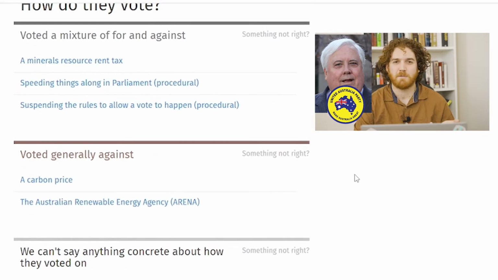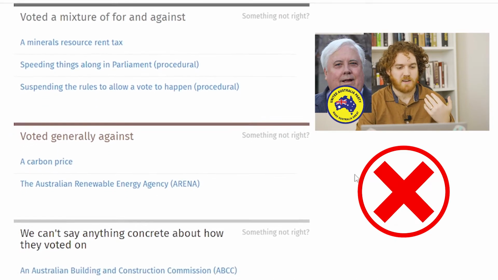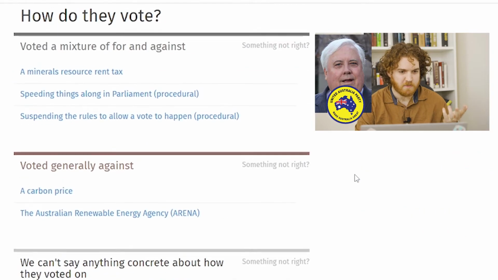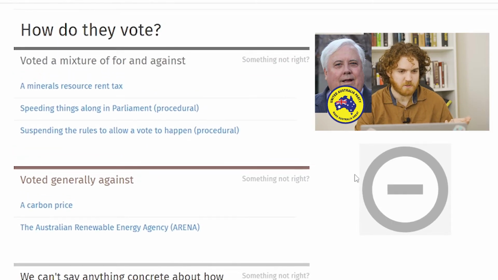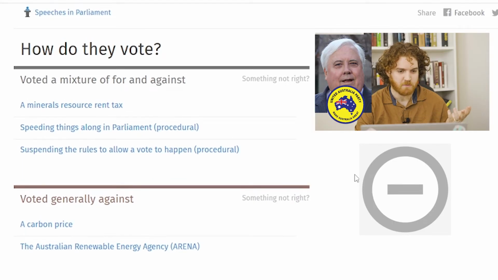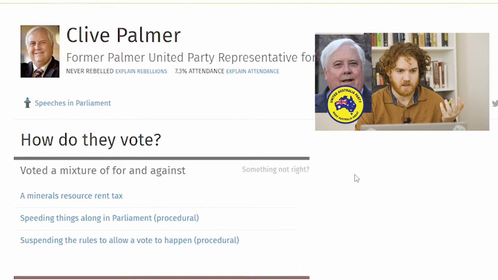We can still see a climate change record here: voted generally against a carbon price, and against the Australian Renewable Energy Agency, and voted a mixture for and against a minerals resource rent tax, speeding things up in Parliament, a procedural thing, and suspending the rules to allow a vote to happen, another procedural thing. That is all the categories that are listed under Clive Palmer.